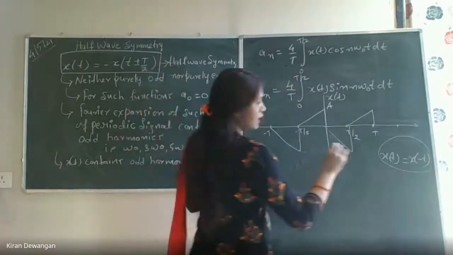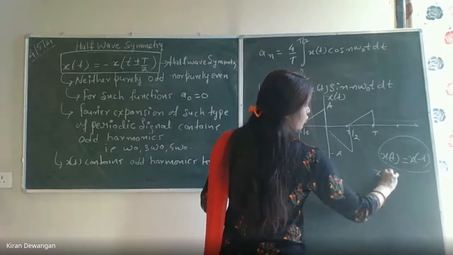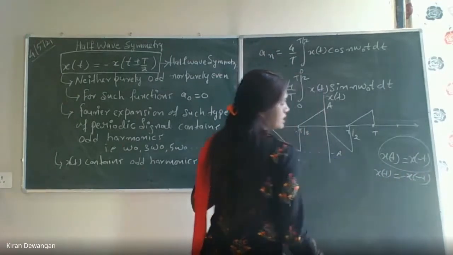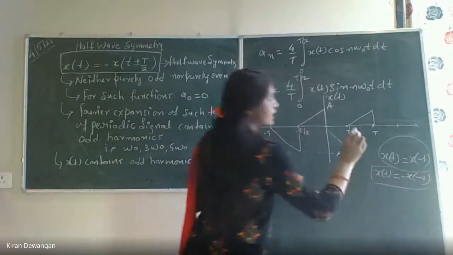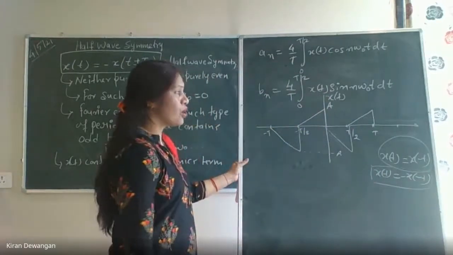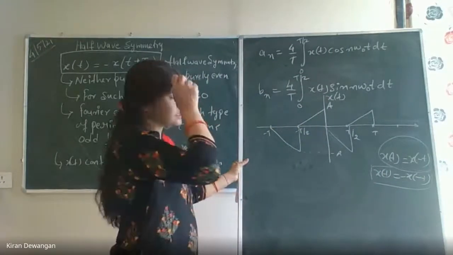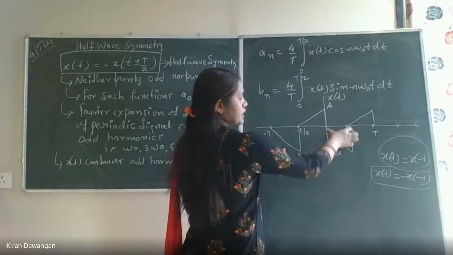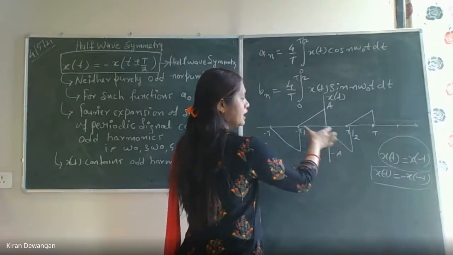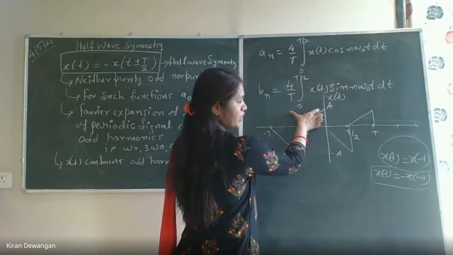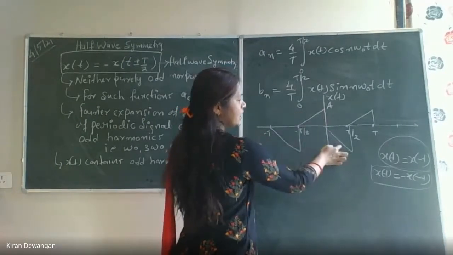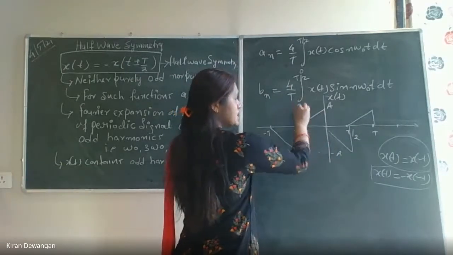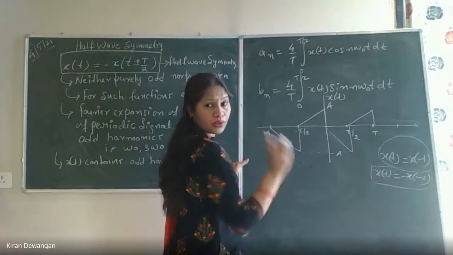Now the second condition, the odd condition, is x of t equals minus x of minus t. This condition is also not satisfied, because if it were in that case, if x of minus t were on the negative side, it should have been just the opposite of it. Are you getting my point?